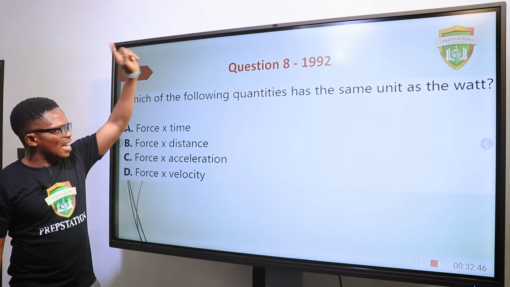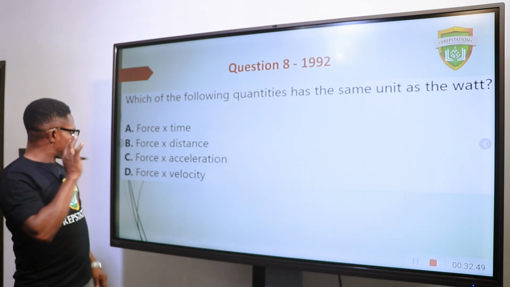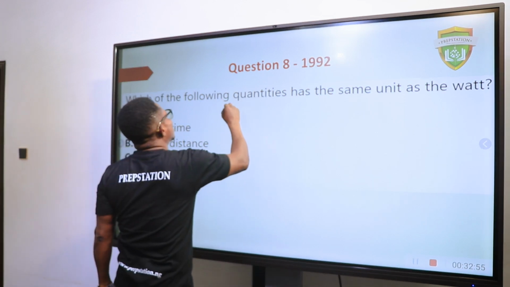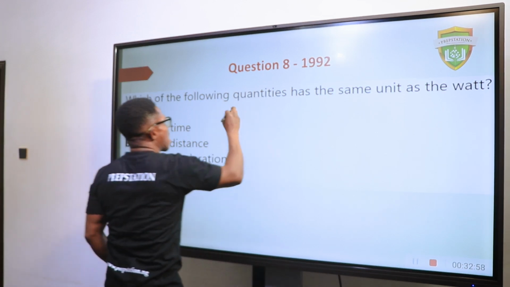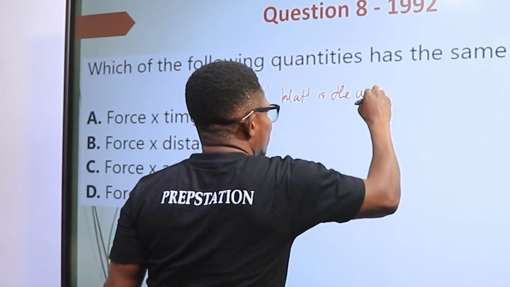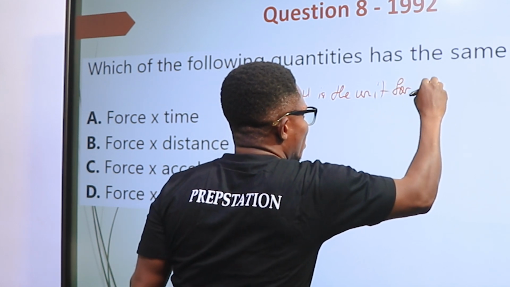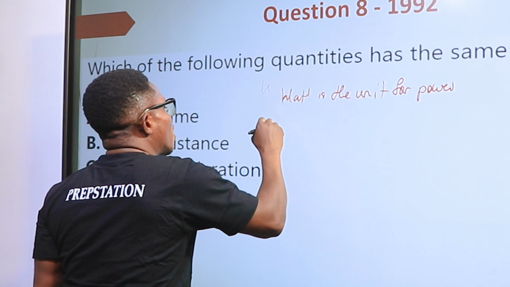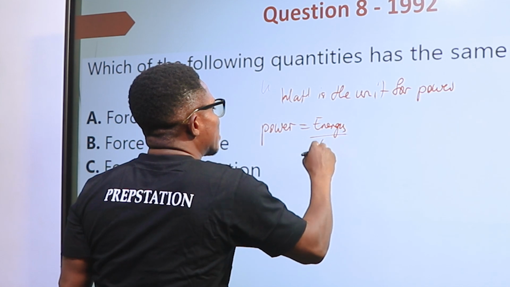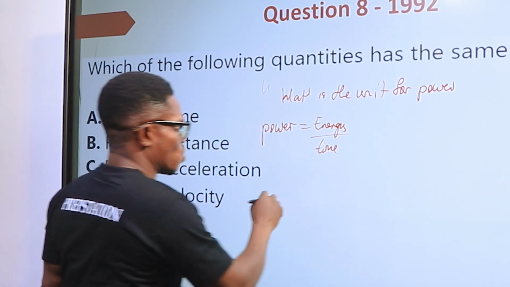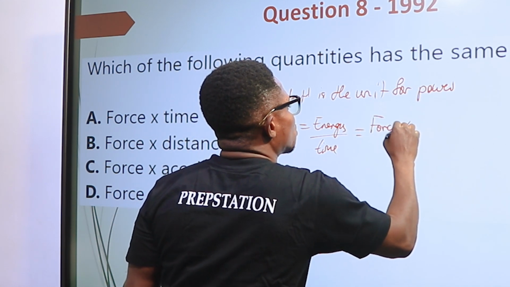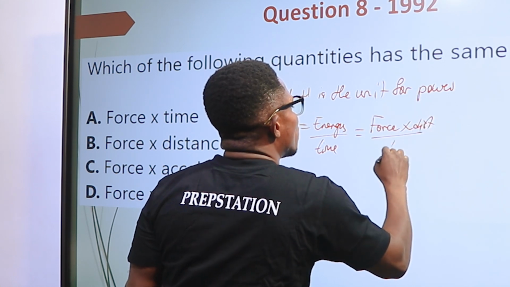Which of the following quantities has the same unit as the watt? Okay, I will need to do a little derivation here. Watt is the unit for power. And how do you define power? Power is simply energy over time. I need to do this in case you see any other question of this nature. Now, what is energy? Energy is the same thing as work, and work is force times distance over time.